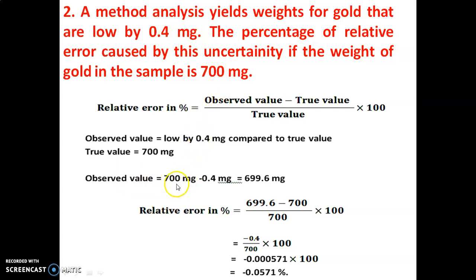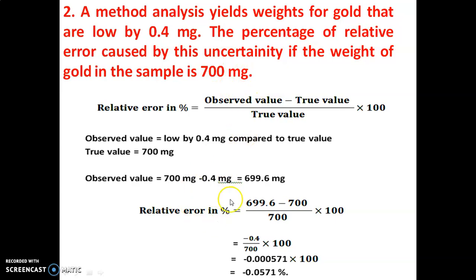So how much comes? 700 milligram minus 0.4 milligram gives 699.6 milligram. It is the observed value. This is the observed value, not 0.4 milligram, because it says low by 0.4 milligram. Therefore here the observed value is 699.6 milligram. How do you find the observed value here? True value minus how much it is low, 0.4 milligram. Therefore 700 milligram minus 0.4 milligram gives 699.6 milligram. In this case the observed value is 699.6 milligram, true value is 700 milligram.